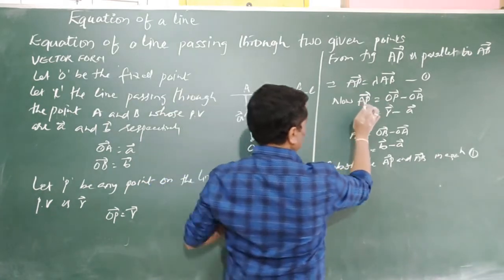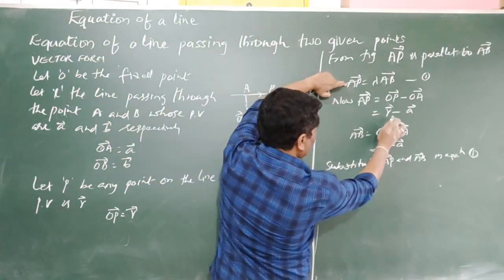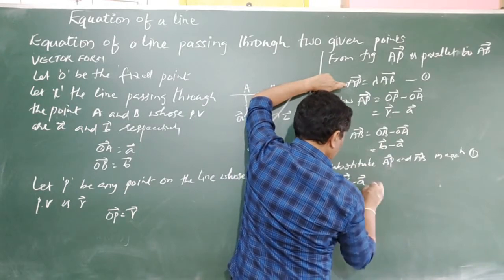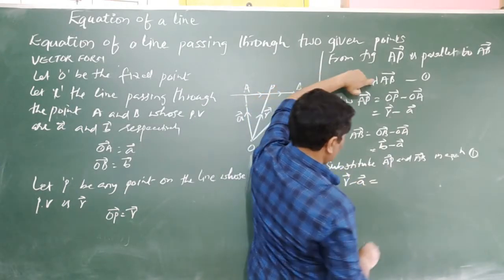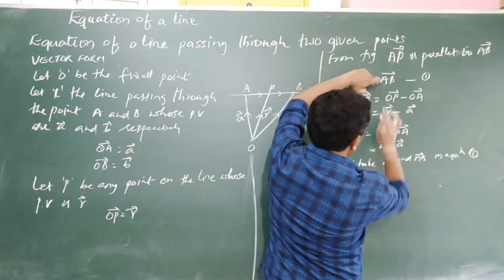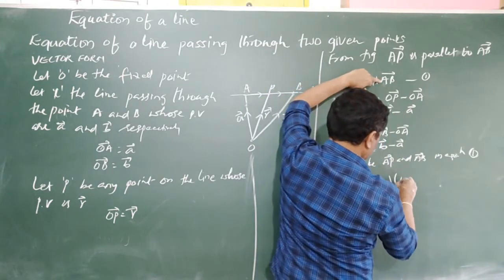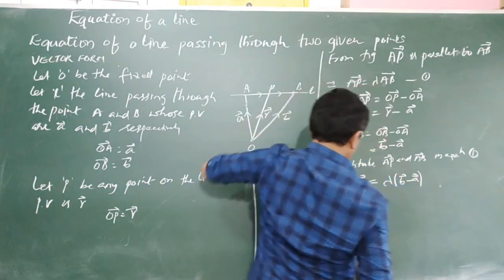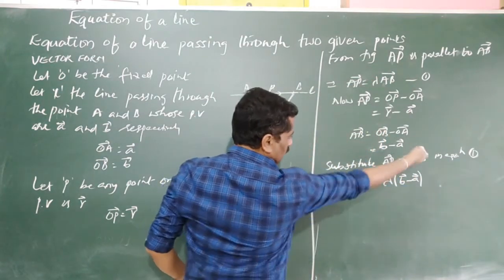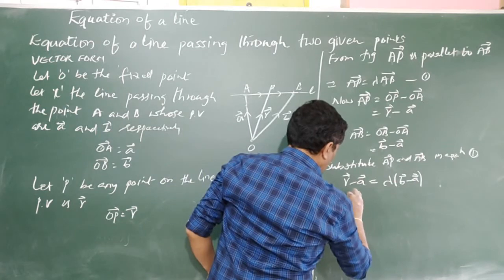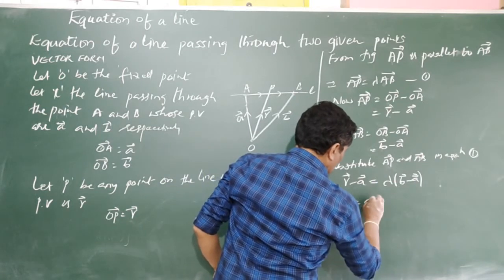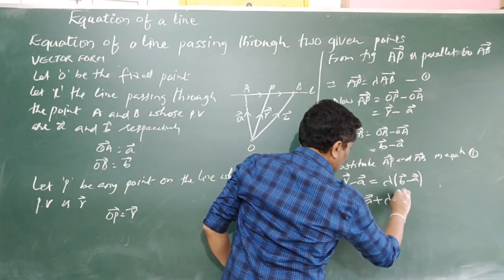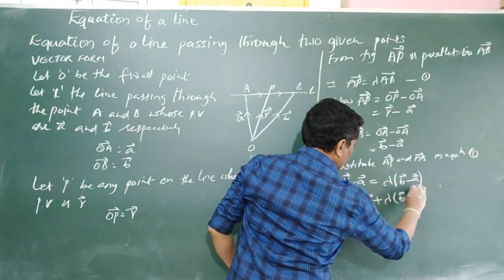Therefore we have, substituting values. What is AB bar? We have R bar minus A bar is equal to lambda of AB bar. What is AB bar? That is B bar minus A bar. Again bring this A bar to RHS. Therefore R bar is equal to A bar plus lambda of B bar minus A bar.